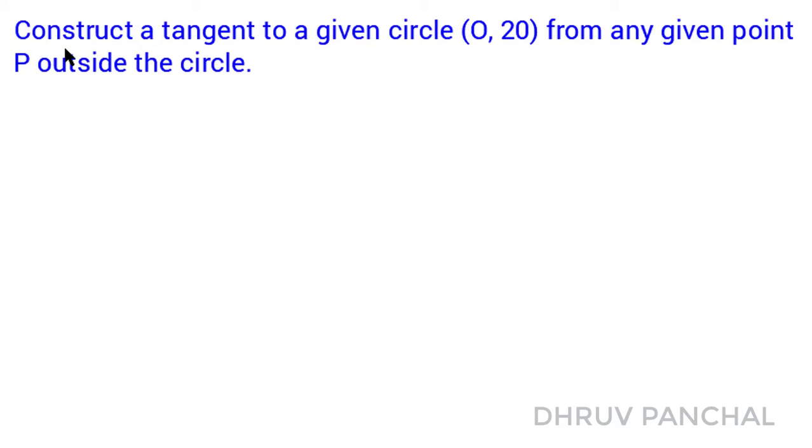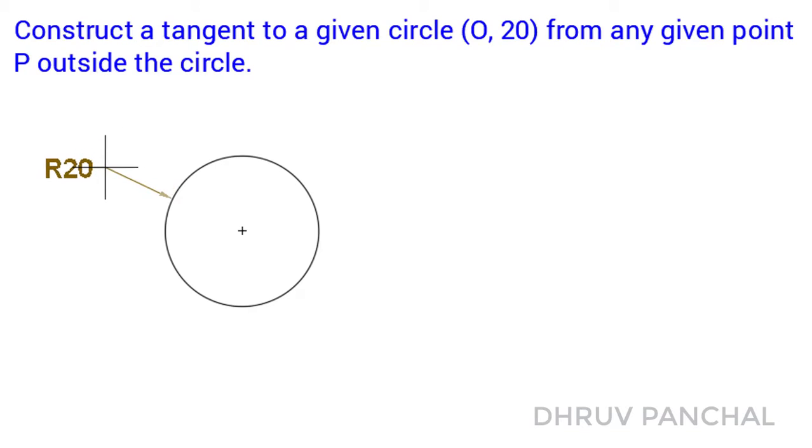So here it is, our data for the problem. Construct a tangent to a given circle O20 from any given point P outside the circle. Now with the help of compass, draw a circle having 20 mm radius. Also mention the dimension of it.